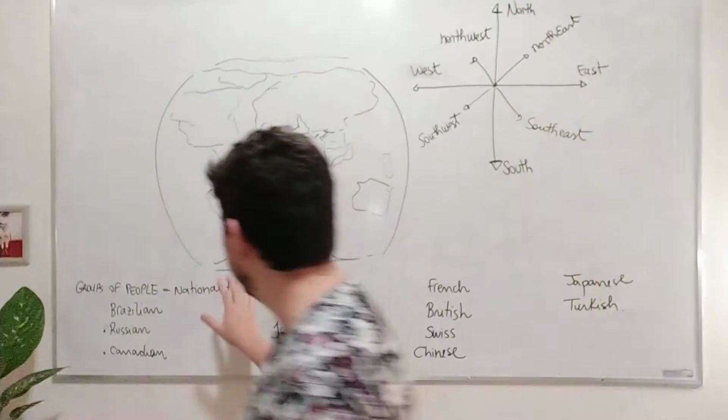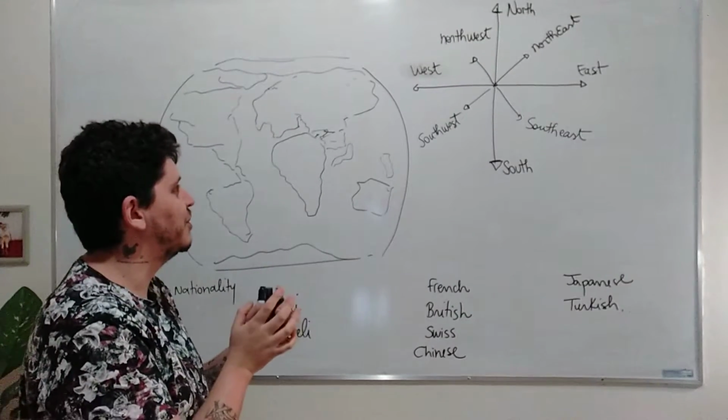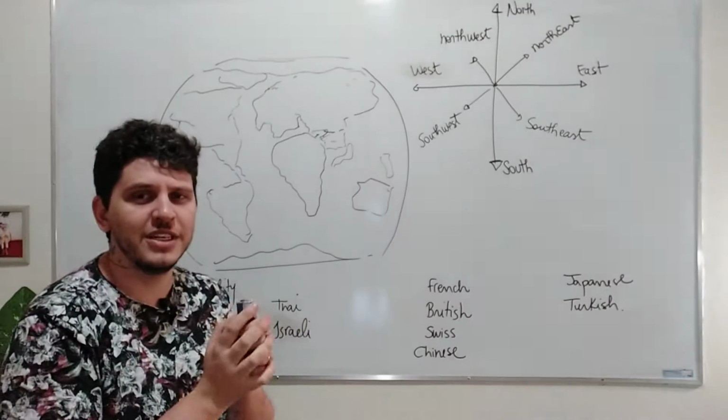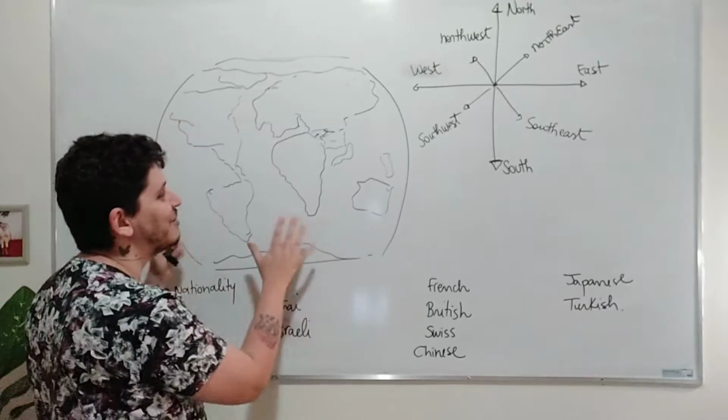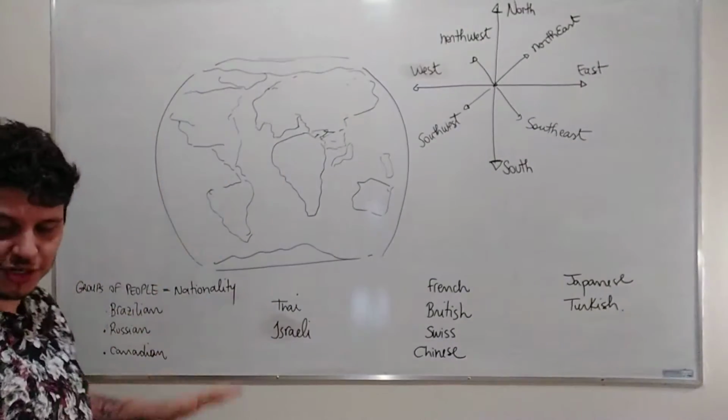So as you can see, this is a world map. Please, geography teachers and professors and people who are good at drawing, do not criticize me for this. I know it's completely inaccurate, okay? But it will help you to get the big picture.